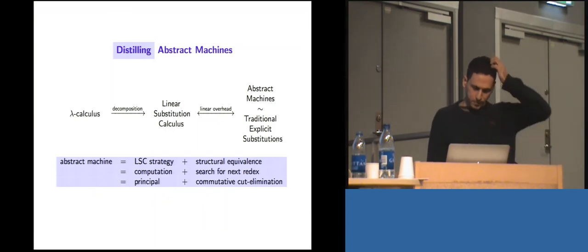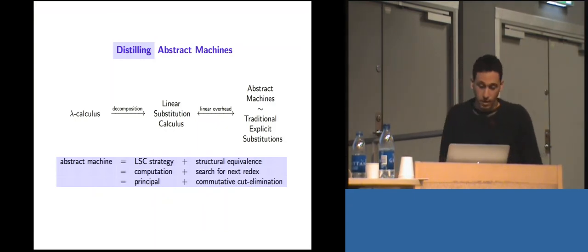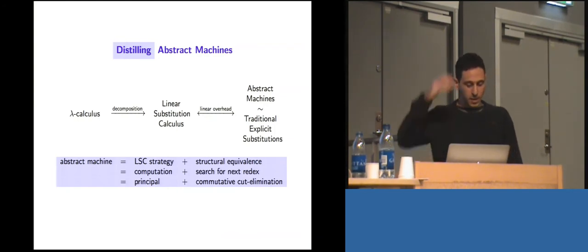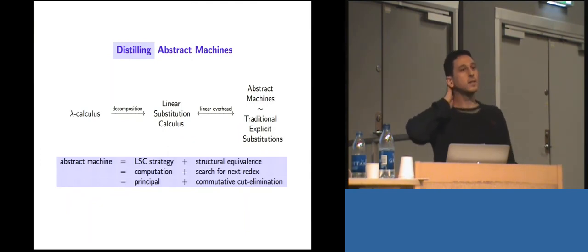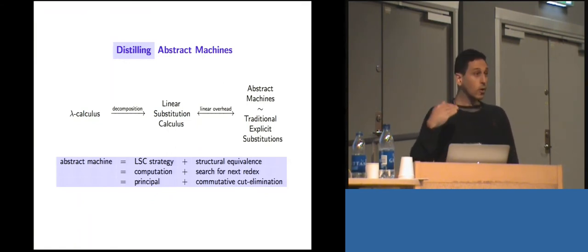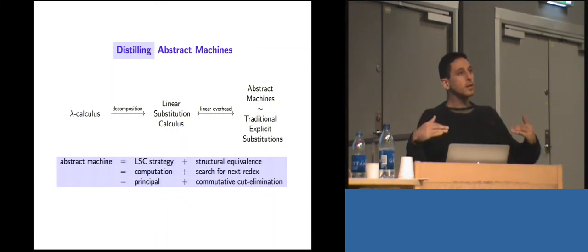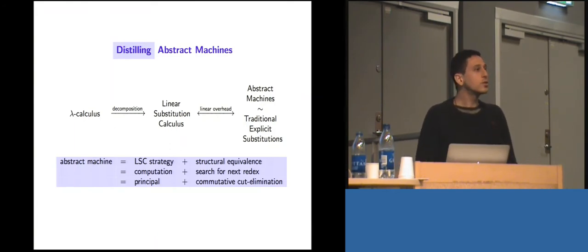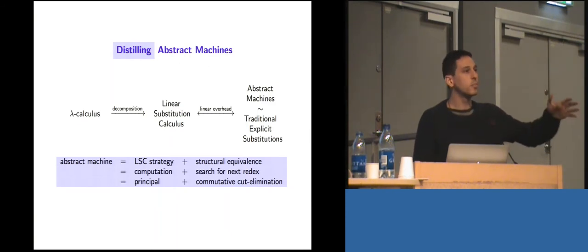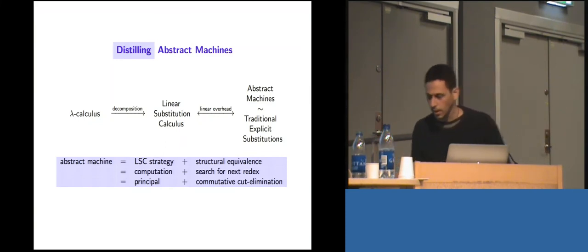So the moral of the story, I guess, if you understand this, you've understood the paper, is that each abstract machine can be seen as a particular reduction strategy on the linear substitution calculus plus the structural equivalence. You can also see it as the fact that abstract machines have a computationally relevant part, and then there is this computationally irrelevant, this bureaucratic part, which is the search for the next redex. And this has very deep roots in the logic that's behind all this, in the fact that when you do cut elimination, you have principal cut elimination steps and commutative cut elimination steps, and this corresponds to what I'm telling you, to this distillation.